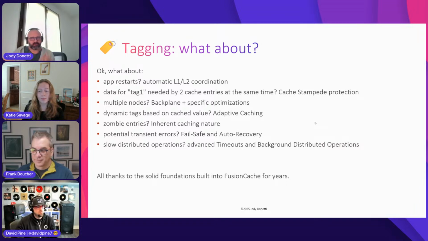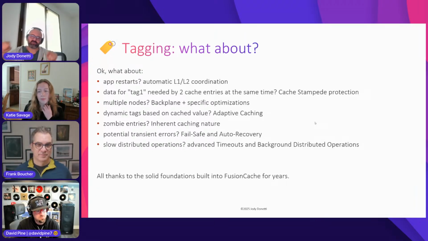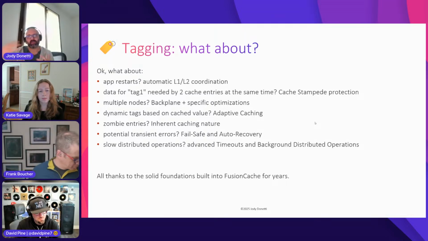So a lot of questions start popping out. What about app restarts? Well, FusionCache already takes care of that thanks to L1, L2 coordination, so taken care of. What about data for one tag needed by two different entries? It is pretty common that a tag will be shared between multiple entries. So what about that? Well, cache stampede protection. Even if two different entries that use the same tag are accessed at the same time, the data needed for tag one will be loaded only once, protected by cache stampede.